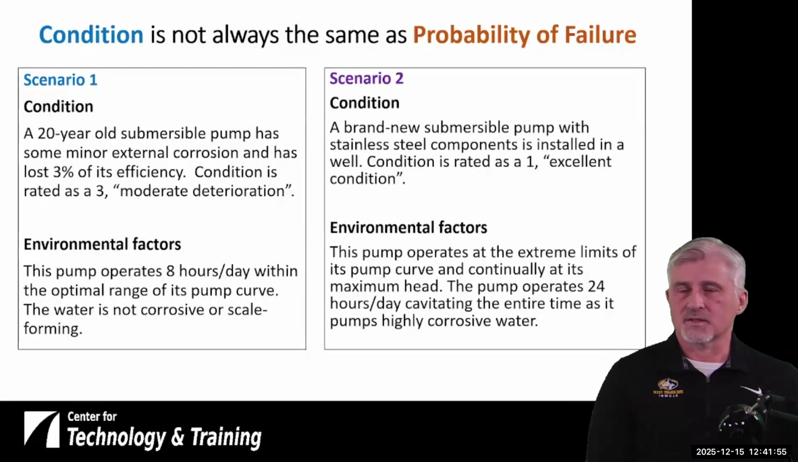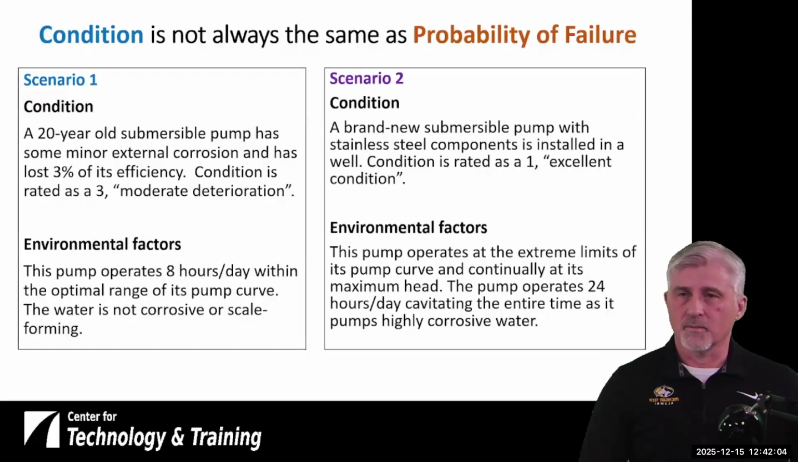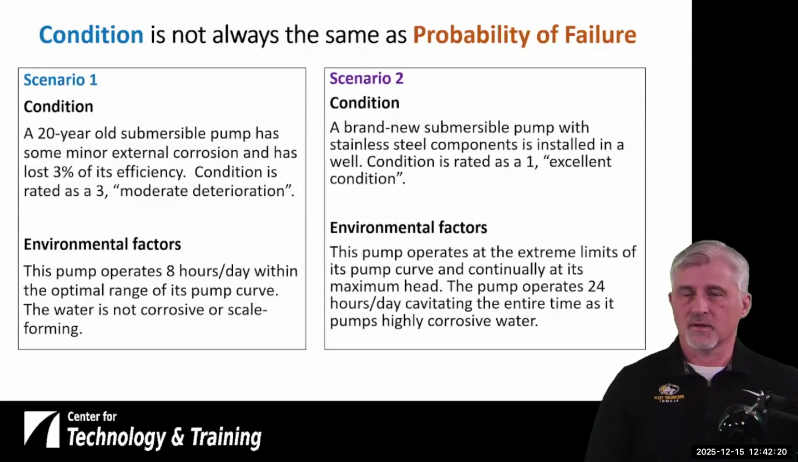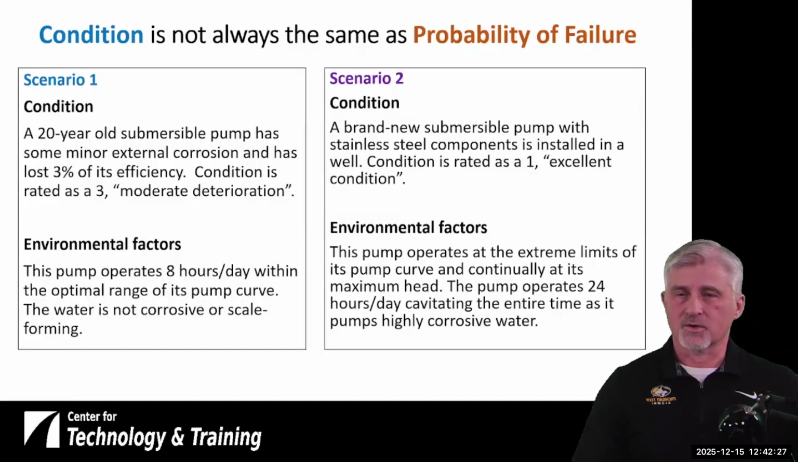And then if we look at scenario 2, we've got a brand new submersible. So it's in good condition. It's got stainless steel components. And we've rated that as excellent condition. I mean, it's brand new. Why wouldn't it be? But what are the environmental factors with that pump? The pump operates at the extreme limits of its pump curve and continually at its maximum head. It operates 24 hours a day, and it cavitates the entire time it pumps highly corrosive water.